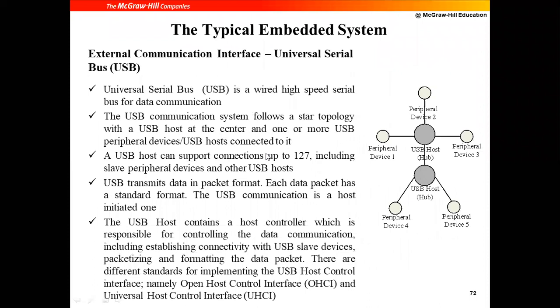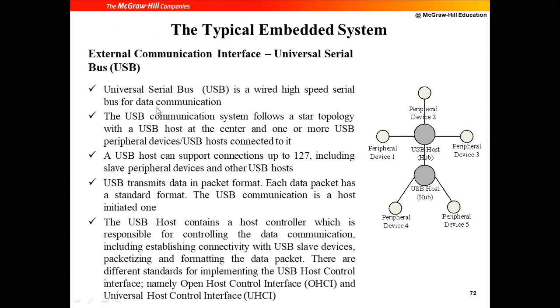Next type of communication from device to device, that is from embedded device to the external device, is a very familiar one, that is USB, Universal Serial Bus. It is a wired high-speed serial bus for data communication. In many applications you might have observed, you can connect a mouse to a device, a printer, a memory chip, or a fingerprint scanner. So many external devices can be connected.